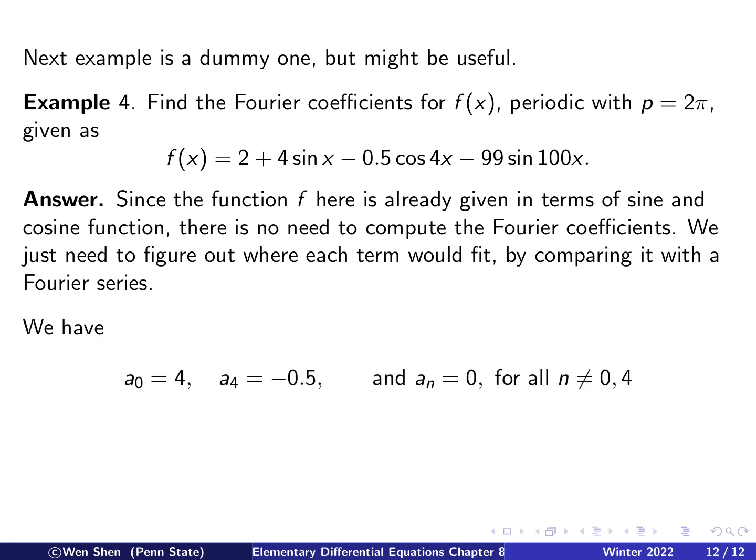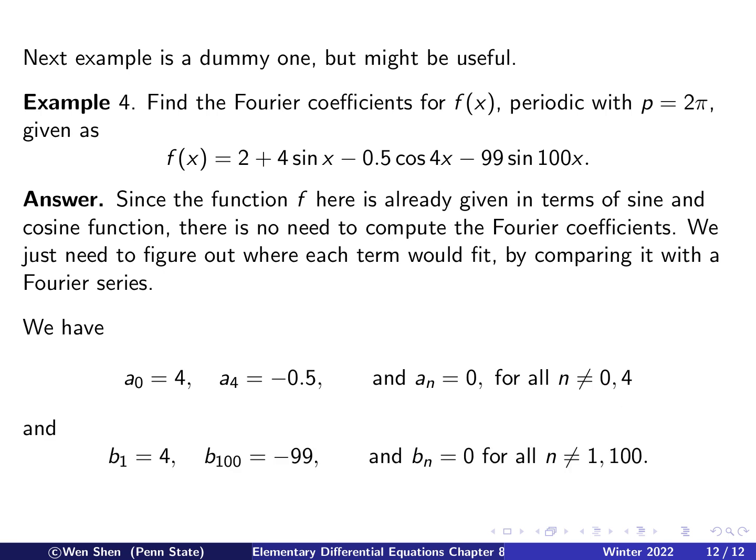Okay, so let's look at the a's. The a's are the constant terms and the cosine terms. We have a constant term, 2, so a0 will be 2 times that, which is 4. And then we have a cosine function, cosine 4x, and that will give us the coefficient a4, which is negative 0.5. We don't have any other cosine functions, so all the other coefficients a_n are 0 for all n not equal to 0 or 4.